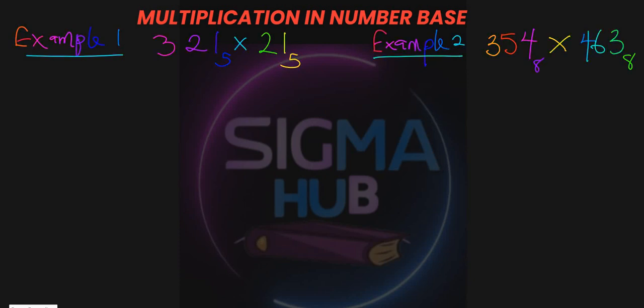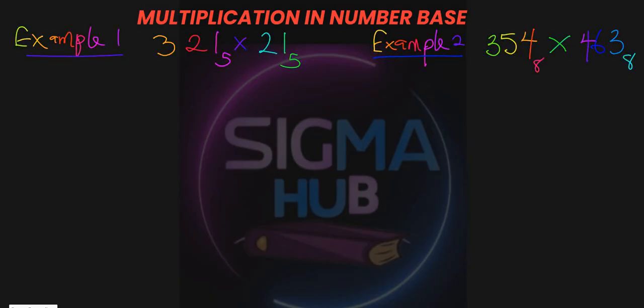Alright everyone, in this video we are going to be looking at multiplication in number base. We are going to be treating 3 examples, with different bases for each of them. Example 1 says 3 2 1 base 5 times 2 1 in base 5.